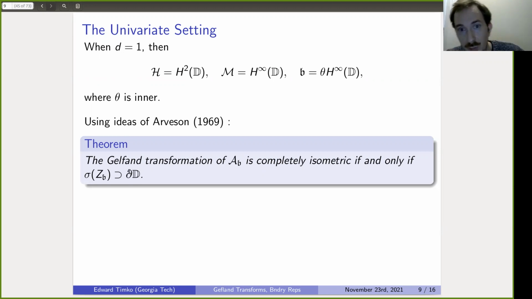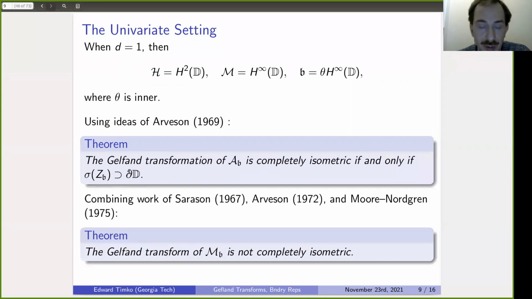Right? So this is a complete classification of when you have complete isometry for the Gelfand transformation based on this spectral condition. And there's also a question about what happens for M_B. Well, you can combine some work of Sarason from his work on interpolation with Arveson and some results of Moore and Nordgren to say that the Gelfand transformation of M_B is not completely isometric under the assumptions that we had made earlier.